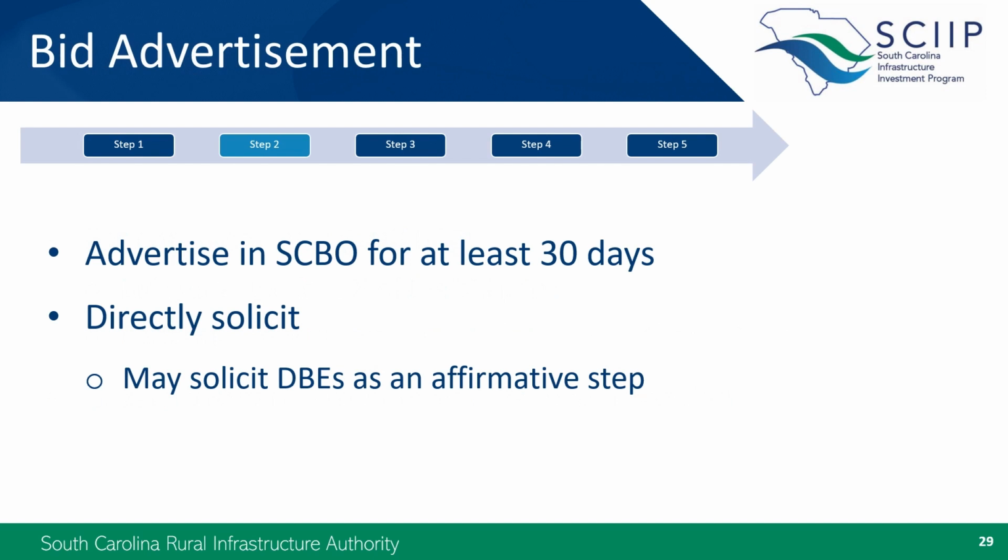We do strongly encourage you to advertise bids for construction projects in SCIIP-funded for at least 30 days. It's always a good idea to give your grant manager a heads up when the advertisement goes live. Don't forget to directly solicit qualified firms you know of and document those efforts. You should also consider directly soliciting DBEs at that time.